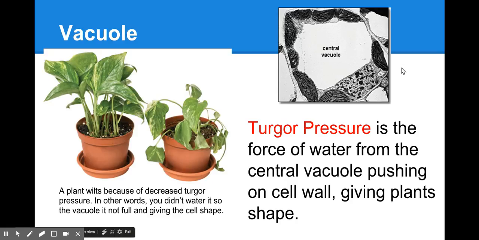So the central vacuole loses water. It doesn't push out on the cell wall as much, so you don't have as rigid of a structure to hold up that plant. So it wilts. It kind of falls over a little. You water it, and we know that those central vacuoles are going to fill back up. Turgor pressure will push back out on the cell wall, and our plant will stand up straight again.